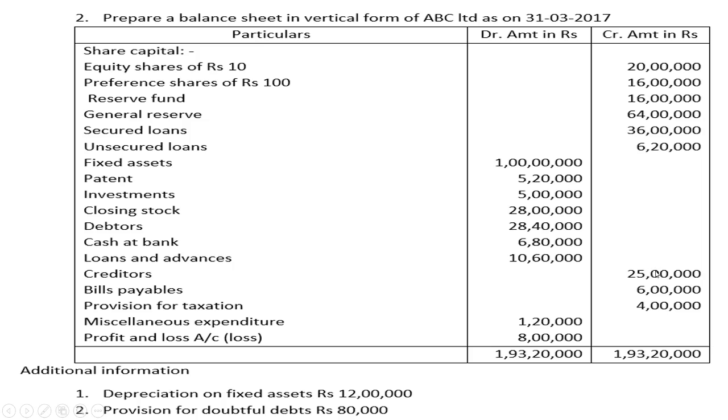The creditors of rupees 25 lakh, bills payable of rupees 6 lakh, provision for taxation 4 lakh, miscellaneous expenditure of rupees 1 lakh 20,000, and the profit and loss account loss balance of 8 lakh. The total is 1 crore 93 lakh 20,000. And the additional information is depreciation on fixed assets rupees 12 lakh, and provision for doubtful debts is 80,000. So like that, we are going to present here.